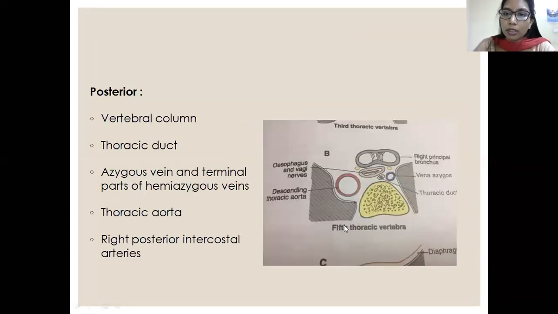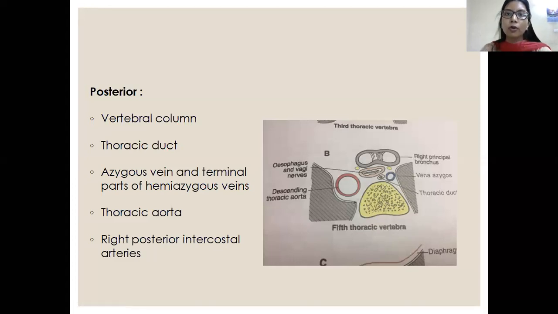Here, if you can notice, this is your esophagus, this is your vertebra, this is your trachea bifurcating into bronchi. This is the anterior orientation, this is posterior. Posteriorly you see the vertebral column, the thoracic duct, the azygous vein and terminal parts of the hemiazygous vein.